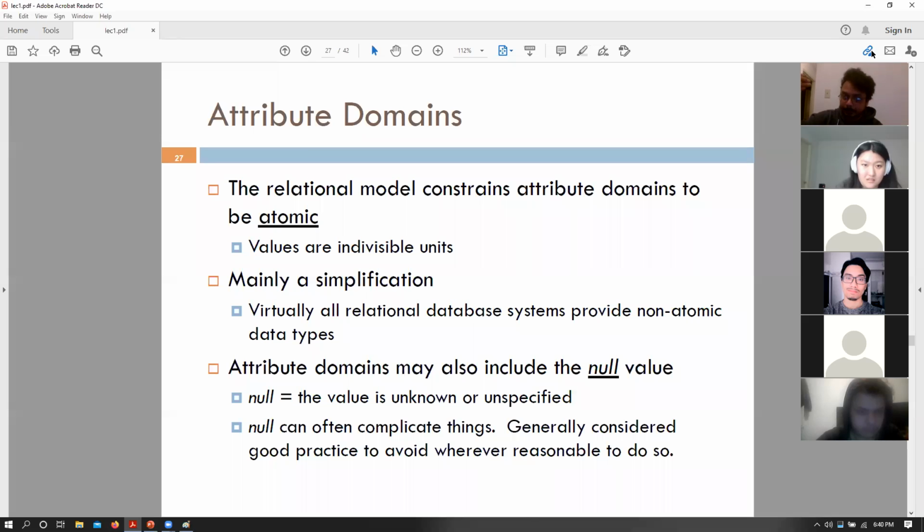Divide it further down the line. So this has to be changed altogether. Okay. Apart from that, attribute domains may also include a null value. So I'm sure all of you are familiar with the null value.